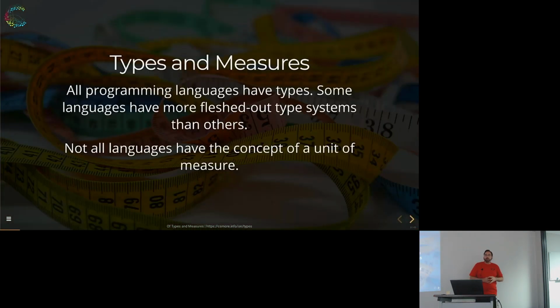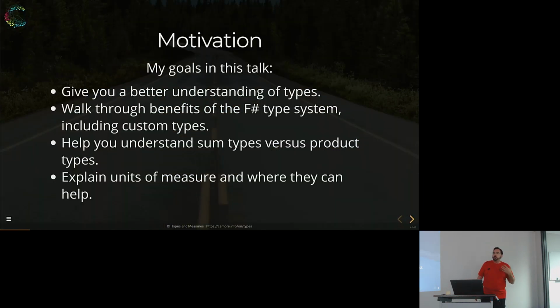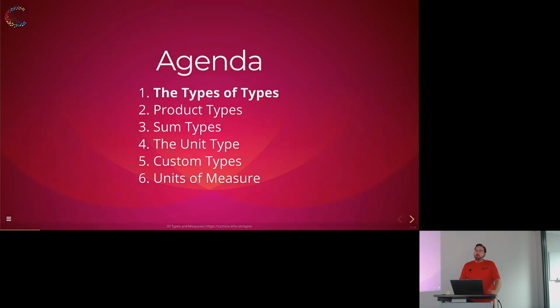Topic tonight is types. All programming languages have types. Now, some of them are a little more fleshed out than others. Something that is a bit more unique to F# is this concept of units of measure. And we'll get into both of these topics tonight. So what I want to give you is a better understanding of what types are and why they're useful, and then show the F# type system and also how in C# you can do many of these things. So we'll talk about how they're similar, we'll talk about where there are differences, and then we'll wrap up with some units of measure. So our basic agenda, starting out with types.